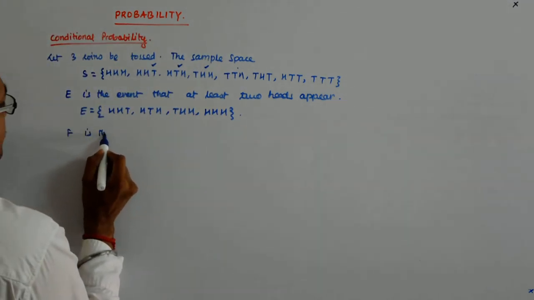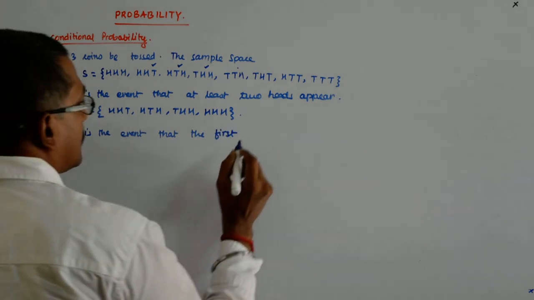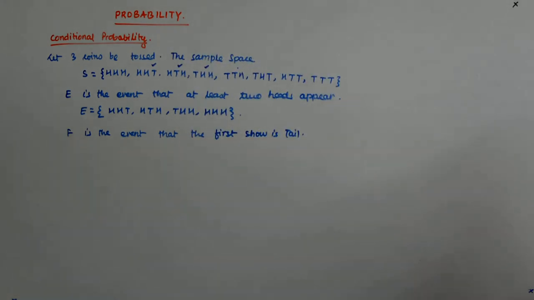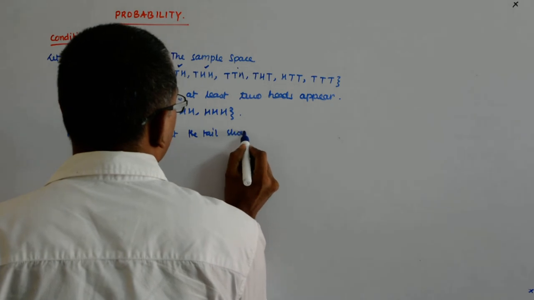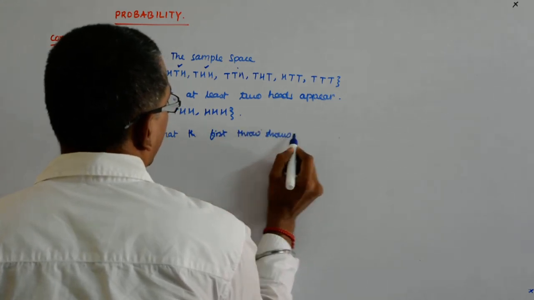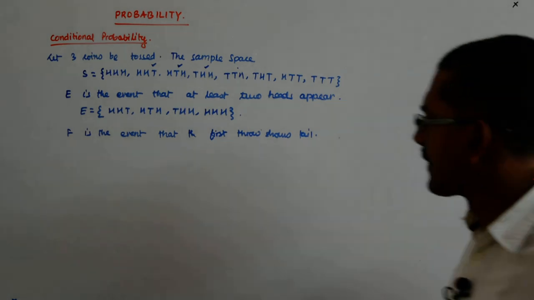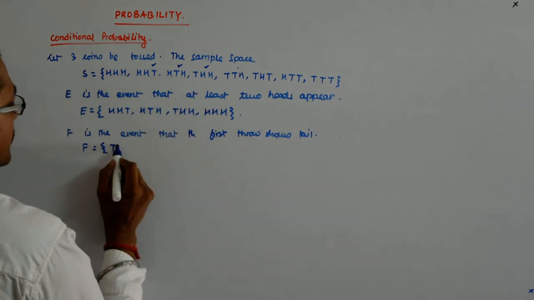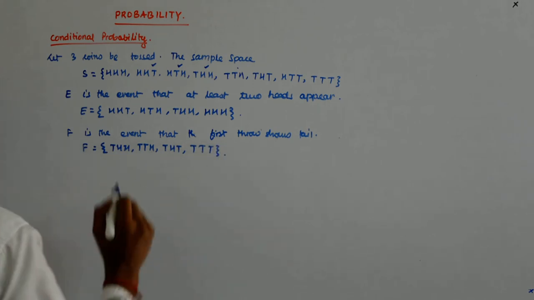Now I define F, that the first throw shows tail. So F becomes, starts from here, right? So THH, TTH, THT, TTT. So far, so good.